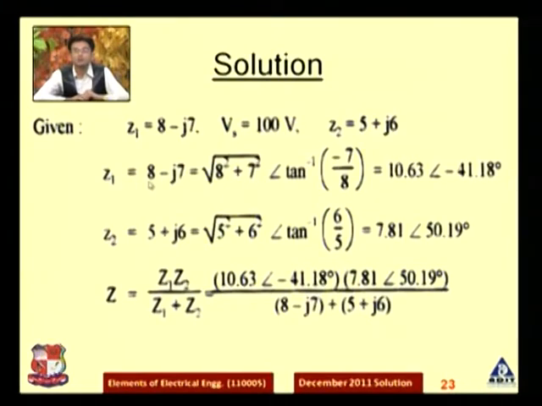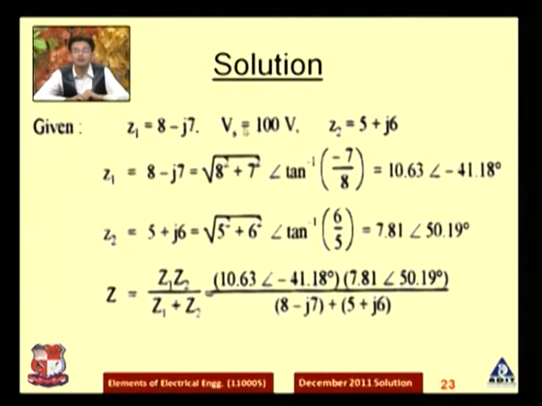So how to convert the rectangular into polar form? First of all, you should take the root of this resistance and reactance term. So what is the root? It is 8 square plus 7 square. So what is 8 square plus 7 square? You have to calculate it and find out the resultant impedance.